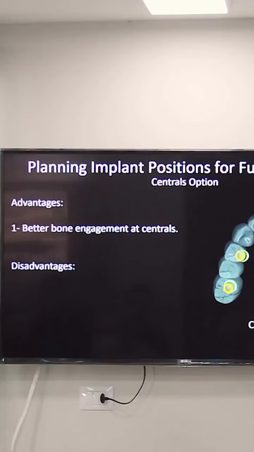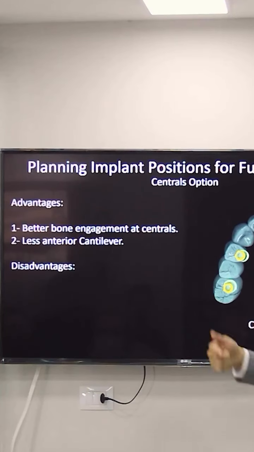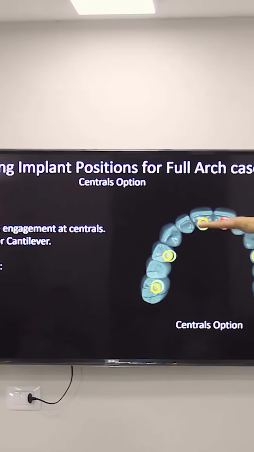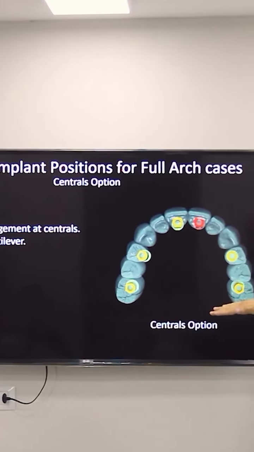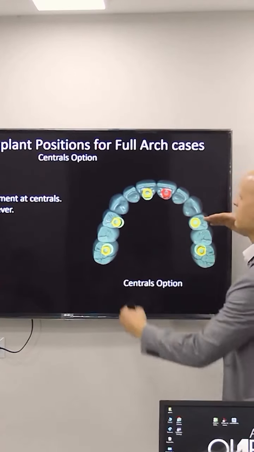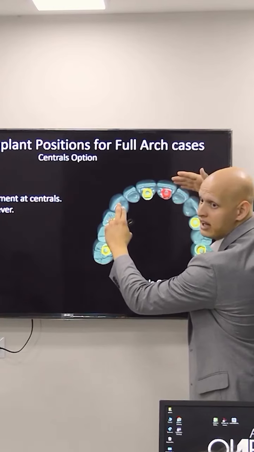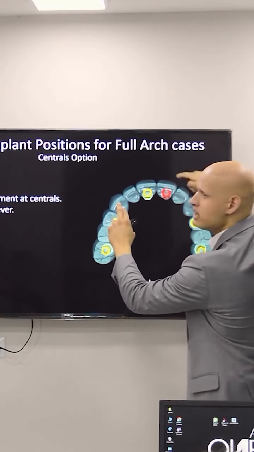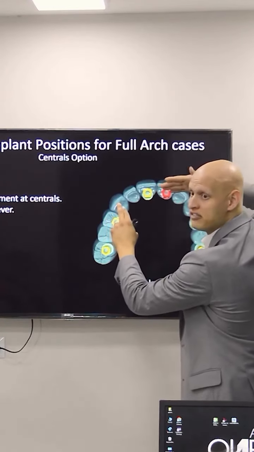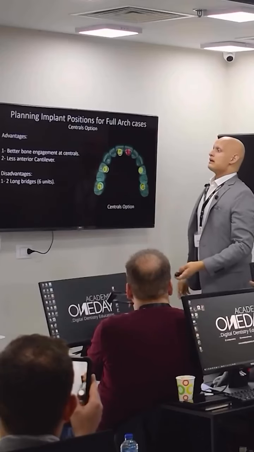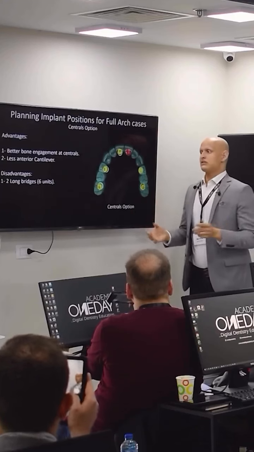Okay. Number two, you have less anterior cantilever. What do I mean by this? Right now, the very beginning of the restoration is supported by implants, and the very end is supported by implants, correct? On the other hand, if you're placing your implants in the canines, you have anterior cantilever. Is that correct or not? Right? So if your patient has big arch curvature, it means that you have a lot of anterior cantilever. Make sense? Okay. What about the disadvantages?